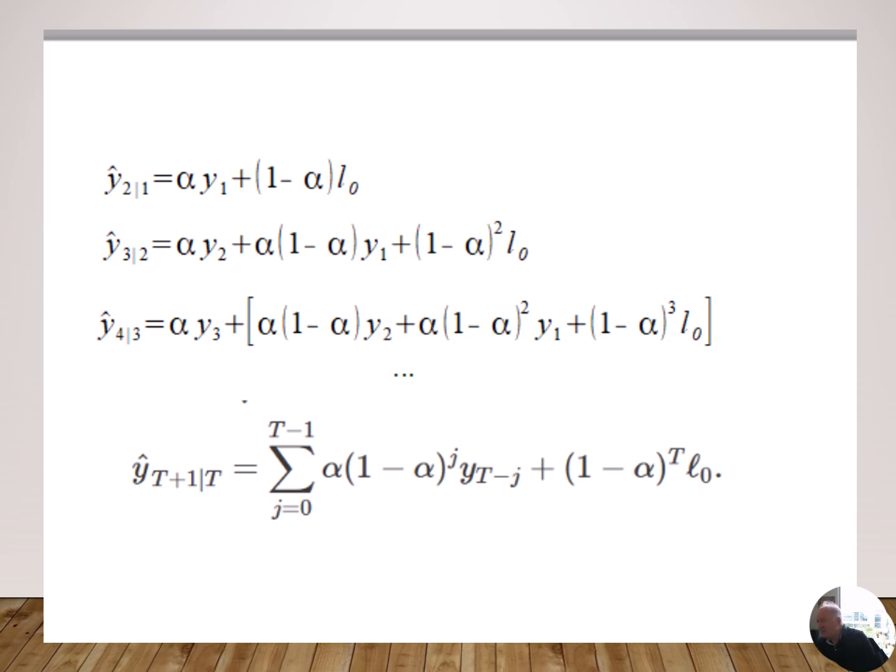So when we look at the final, if we look at this and find an equation for it, what we find is that our predicted value at t plus 1 is equal to the sum from j = 0 to t minus 1 of alpha times (1 minus alpha) to the j, times y at t minus j, plus (1 minus alpha) to the t times L naught.